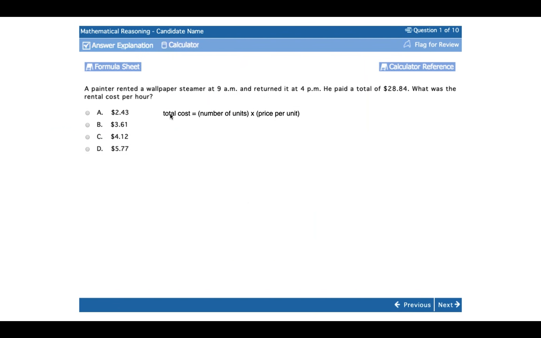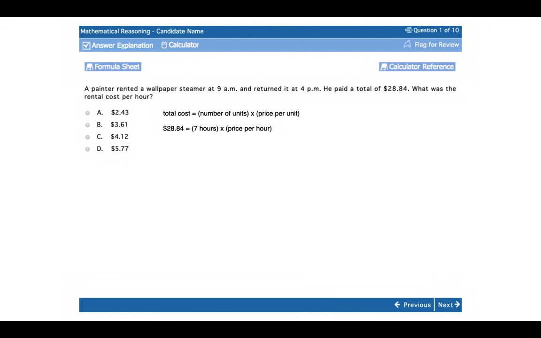This one formula here that we're using, we know 2 of the 3 things and we can just plug it in. We know the total cost, it's right here. The number of units, it's not really intuitive, but what they're talking about here is time. The units are hours. And we know that if he picked it up at 9 and returned it at 4, well, if you need to count that on your fingers, that's just fine. It's 7 hours. So 28.84 equals 7 hours times whatever we're trying to find.